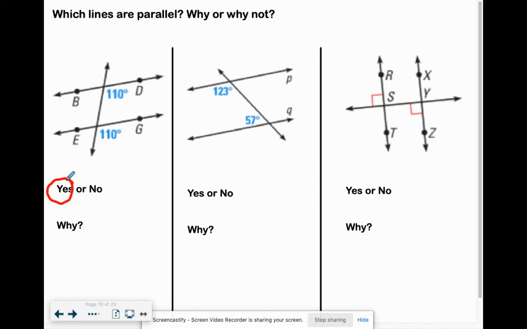Which ones would they be? How would you name those lines? You guys remember? Line BD. So we can say BD, and then put your little line on top. And then line EG.